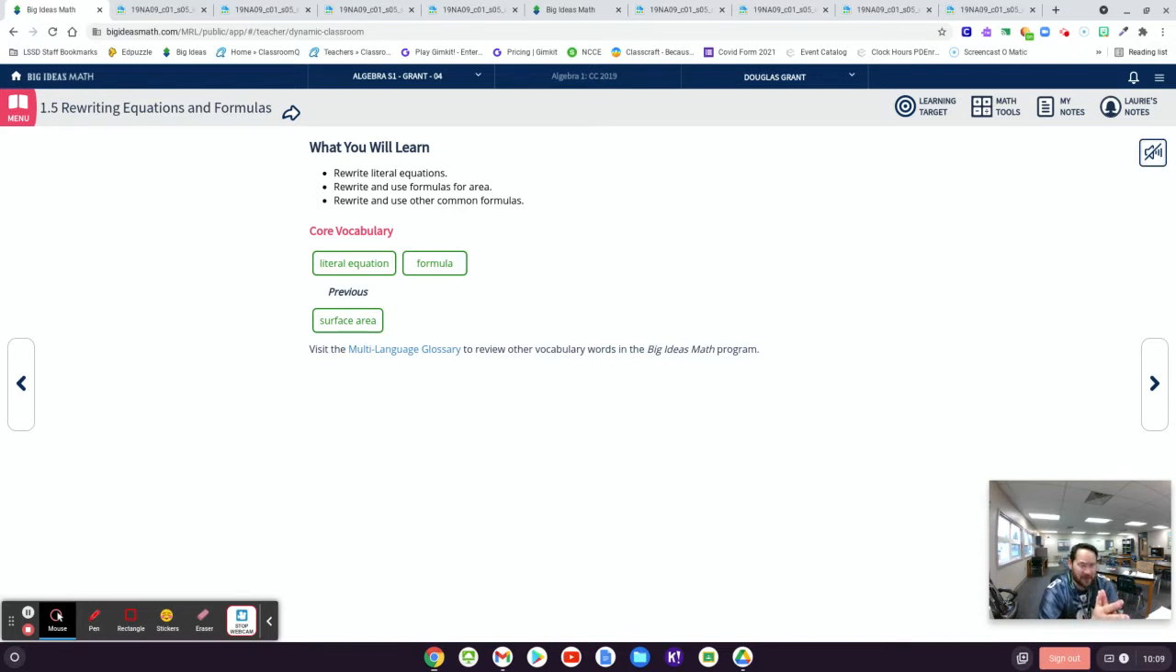What we're going to do for 1.5 is solving equations, but not actually solving them. You are rewriting them so that you isolate a variable, but you can't actually get a number answer. So it'll make more sense in a second. Anytime you have an equation that has two different variables or more, that's called a literal equation. So when you see the words literal equation, that's saying you have an equation that has two or more variables in the same equation.